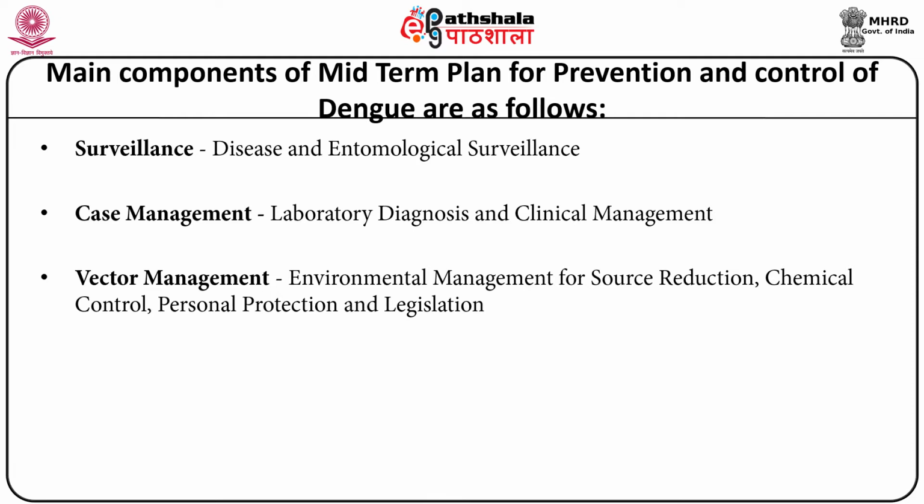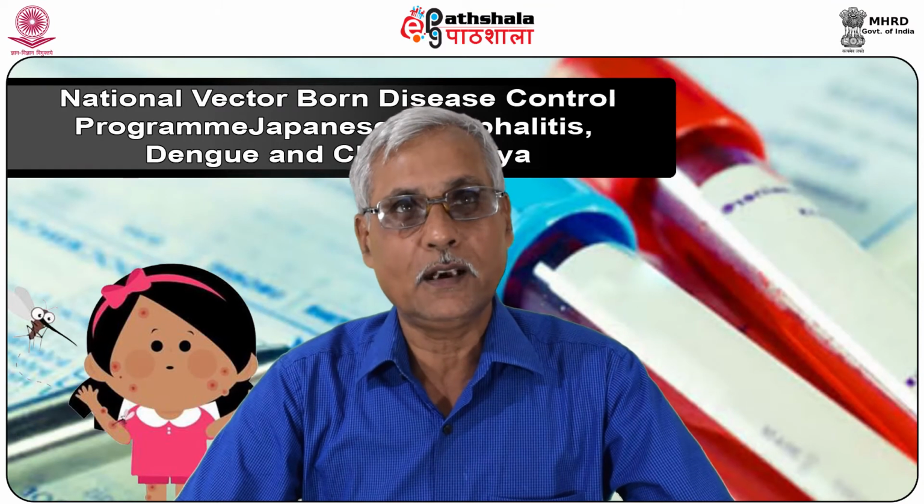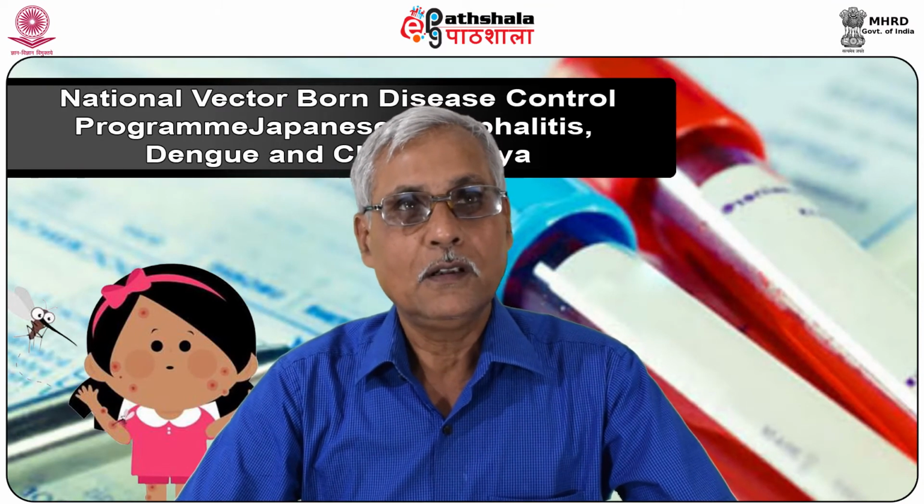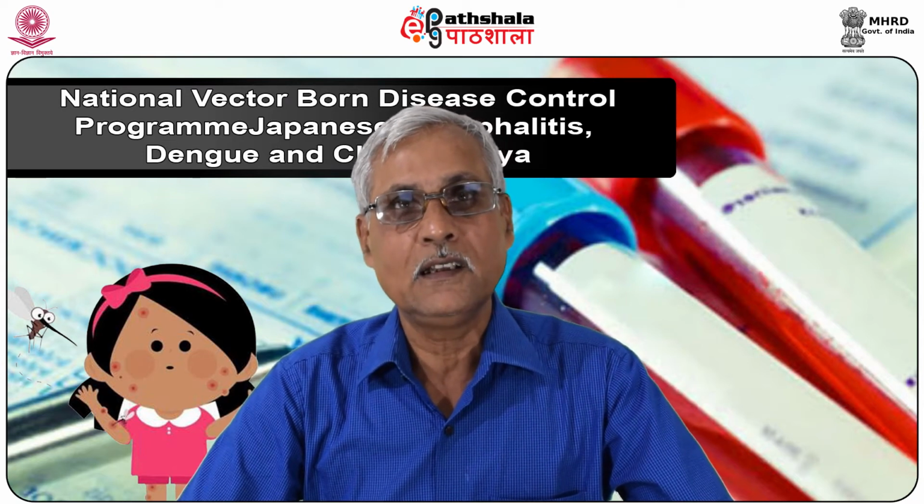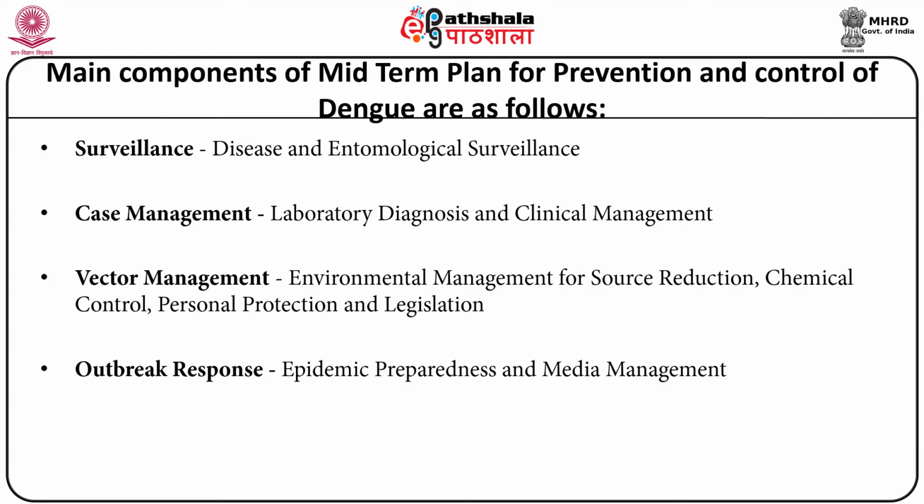As far as vector surveillance is concerned, house index, container index, and Breteau index, and so many indices are being calculated to see what is the transmission potential of this disease. Legislative measures are also being instituted where the larvae of the disease vector are found. And the second important component has been case management, laboratory diagnosis, and clinical management.